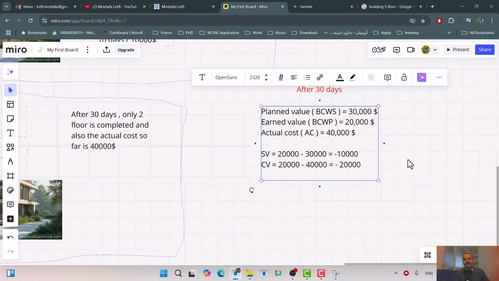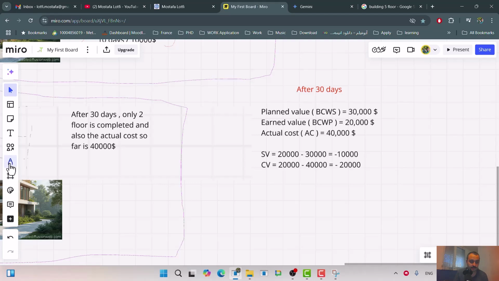Okay. Now, how you can interpret this? First of all, to interpret a schedule variance and cost variance, the only thing that you can rely on is if the result is positive or negative. For a schedule variance, if it's negative, it means you are behind your plan. But how much, it is not specified. It is just telling you you are behind the plan.